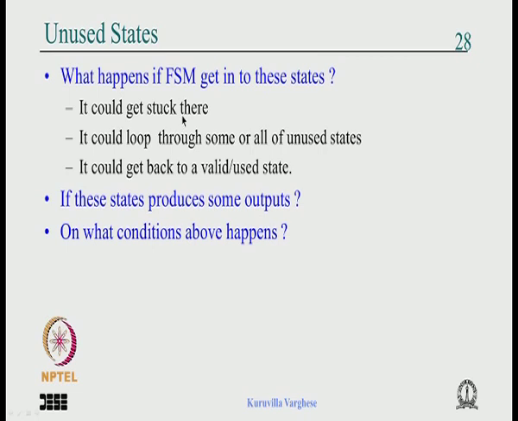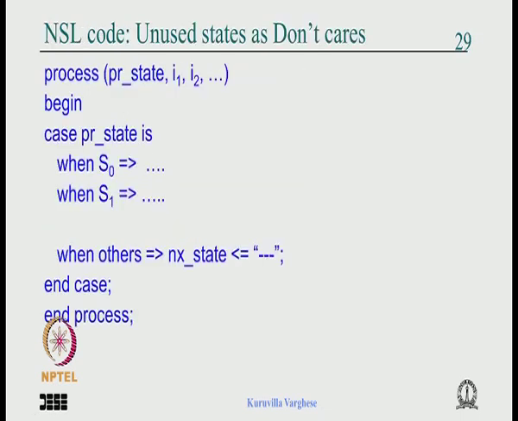We would like to look at in which scenario it gets stuck there. If you can understand that, it is at least better than thinking you have such a problem and somehow bringing it back to some kind of reasonable state. But how, in what conditions does it go there and get stuck, and on what condition could it loop through some of the unused states? Let us, at least for academic curiosity, look at it from basic principles, okay.